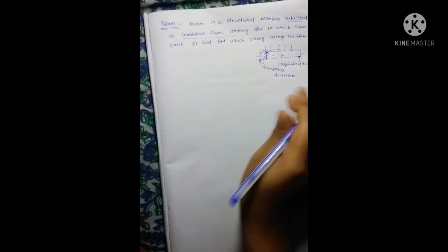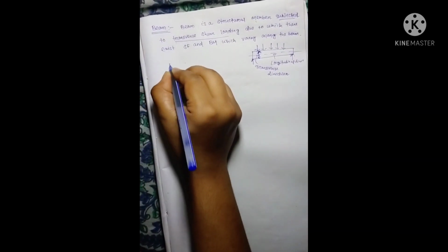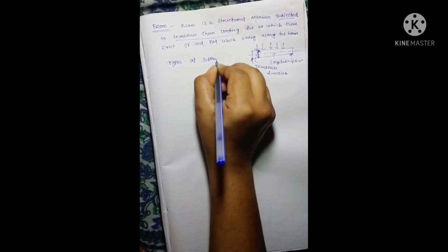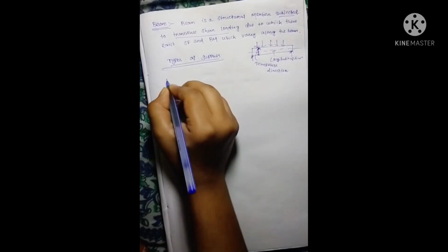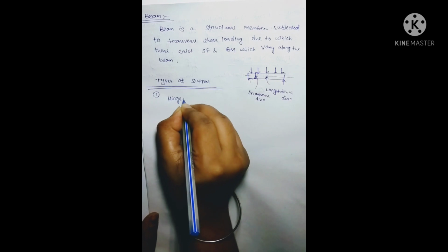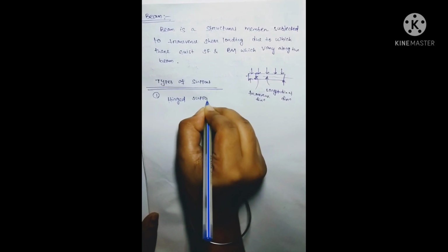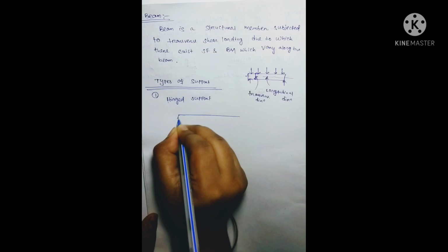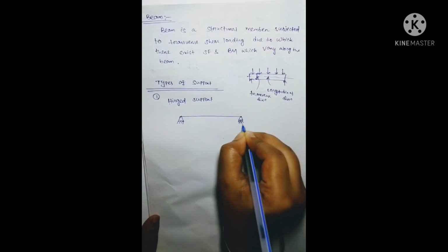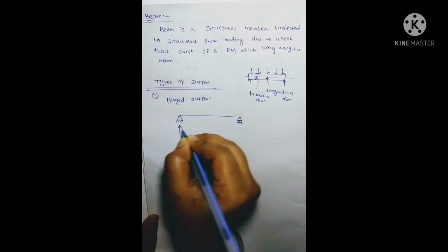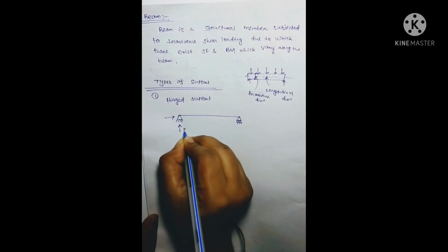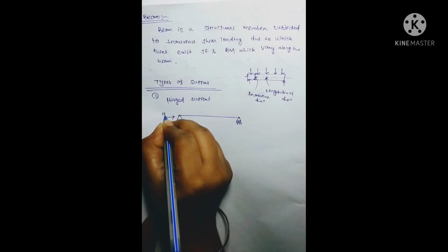Okay, then we learn about types of support. There are many types of support. First, the hinged support. Let's draw a hinged support. This is hinged, this is roller. In a hinged support, there are two reactions. One is vertical, that is RV, and one is horizontal, that is H.